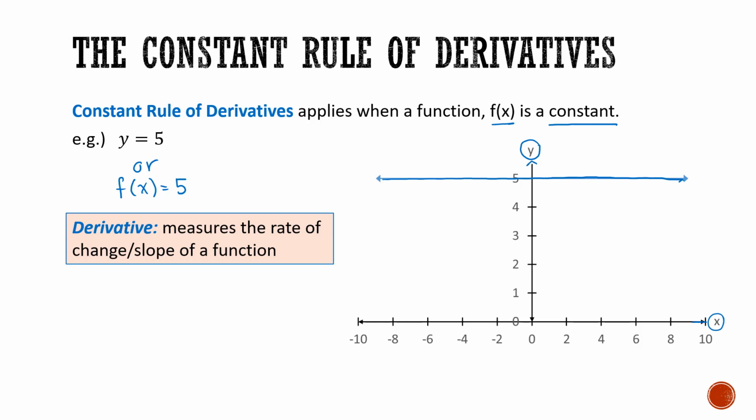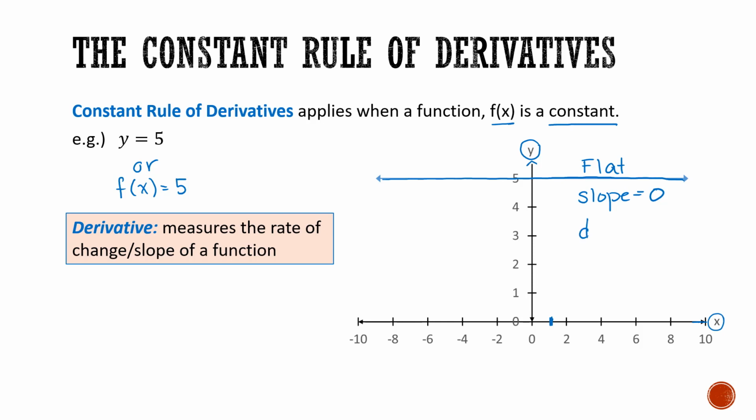It just doesn't change. So tying that back to what the derivative is, how is y changing with respect to x? What is the slope of this function? We can see that this is a flat line. In other words, there is no slope, or the slope is equal to 0. There's no incline here. We can also say that the rate of change, as x changes by 1 unit, y changes by, well, it doesn't change at all. So y changes by nothing.